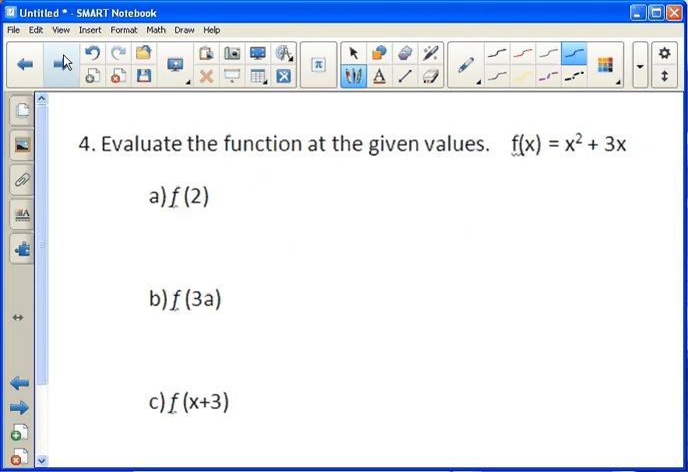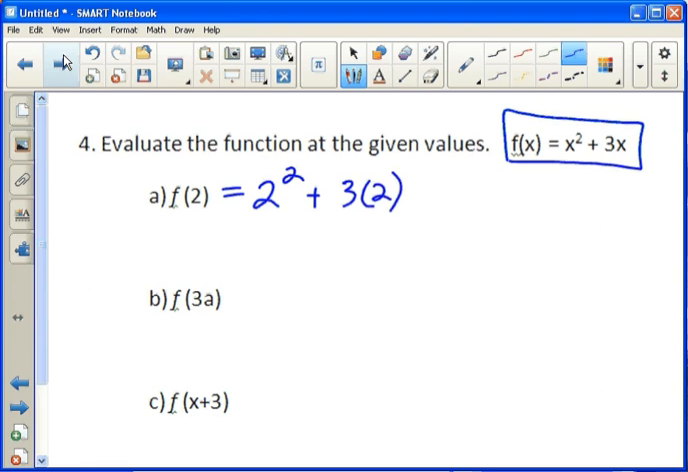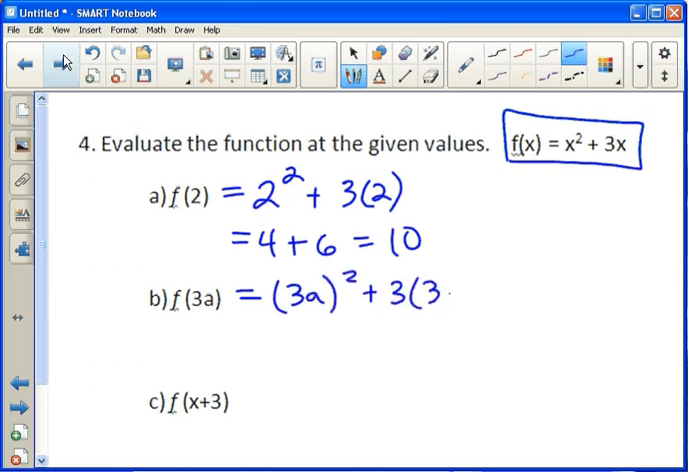This says evaluate the function at the given values. Whatever is in parentheses, you plug in for x. So I'm plugging everything into this function. So f of 2 will become 2 squared plus 3 times 2. So we get 4 plus 6 equals 10. Okay, again, whatever's inside the parentheses, you plug it in for x. 3a squared: 3 squared is 9, a squared is just a squared, and then 3 times 3a is 9a.